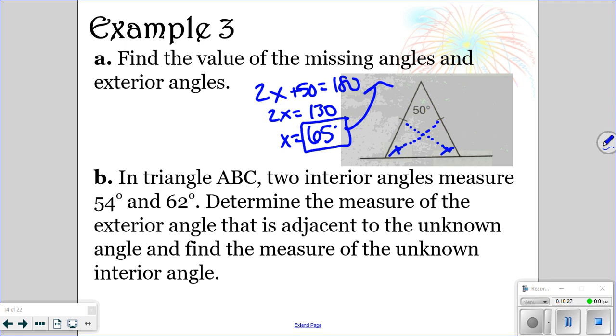For the exterior angles, we need to know what this is. Well, this interior angle is 65, and this interior angle is 50. So 65 plus 50 is 115. And so that would be your exterior angles.